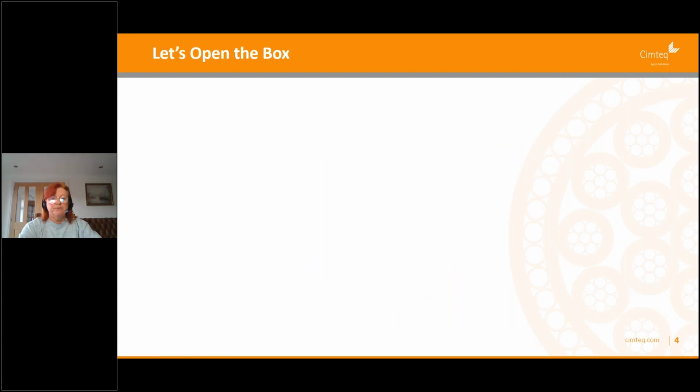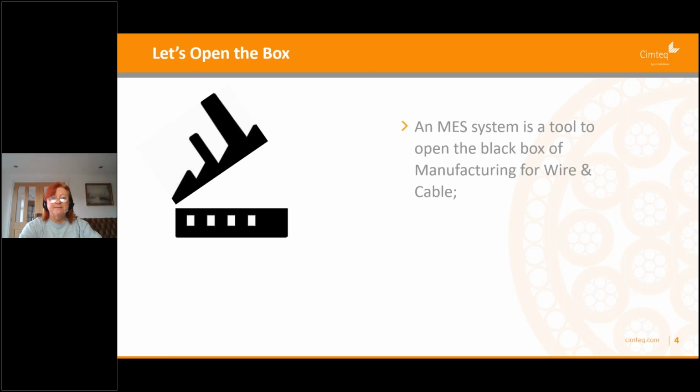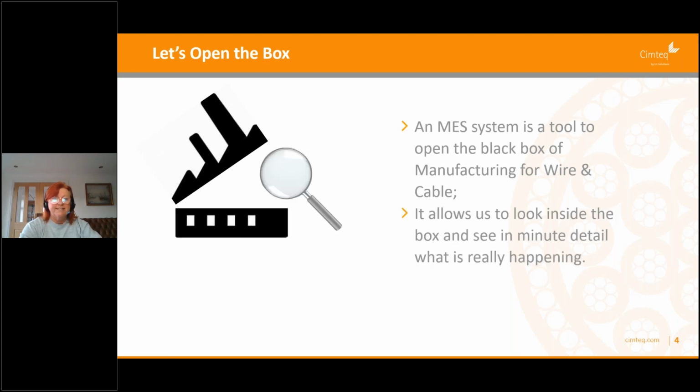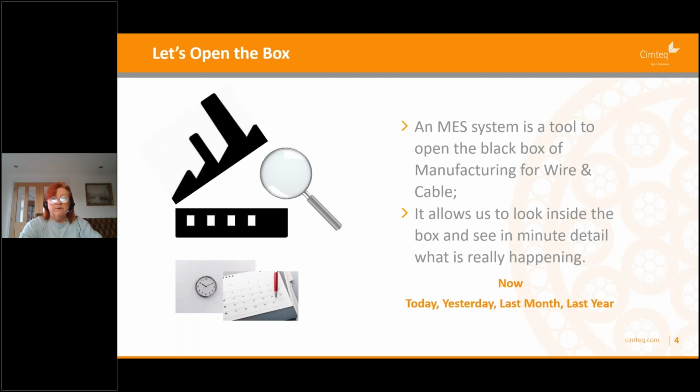So let's open up this black box, this factory. As I said before, an MES system is not going to solve all the problems, but rather it's a tool to open up your factory and allows us to look inside in minute detail to see what's really happening across the board. And that means that we can look at what's happening right now, this minute, in the last second. We can look back at what happened earlier today, yesterday, last month, last year. And very importantly, it helps us to look at what's going to happen tomorrow.